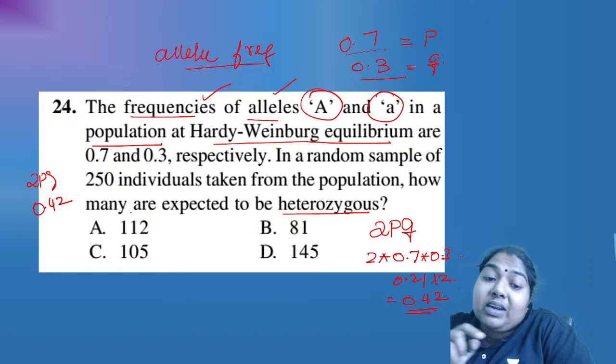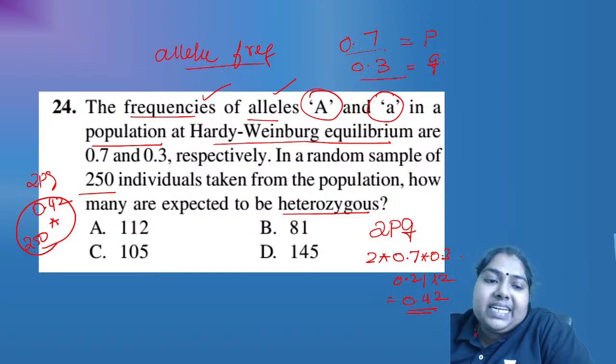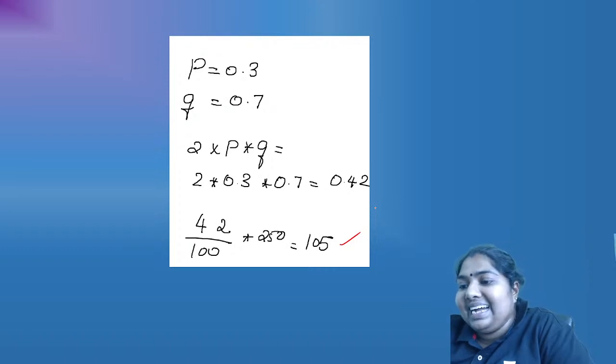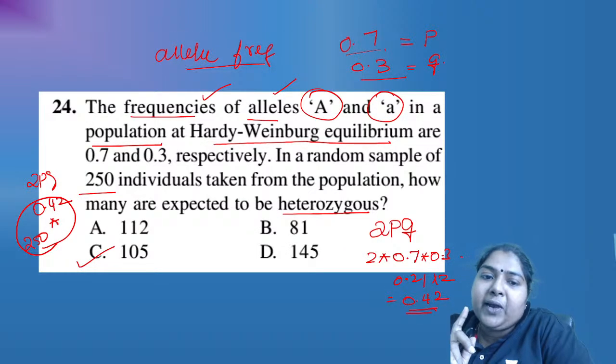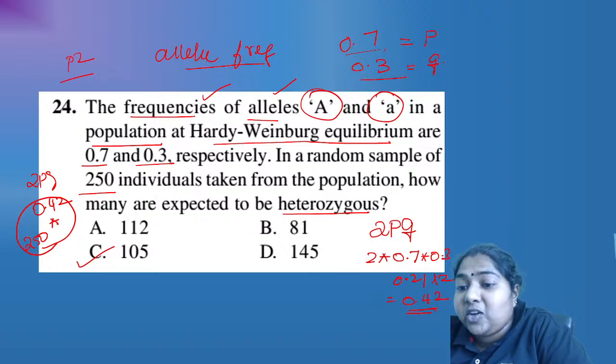So how many individuals are there? 250 are there. So what you have to do is multiply this 250 with 0.42. So 250 into 0.42 is going to give you 105. So that is going to be the correct answer for this question. Got it? The only crux is the identification of this as p and this as q. By chance, if you have taken it as p squared, it will be highly misleading. This is where the majority of the students get tricked with Hardy-Weinberg equilibrium problems.